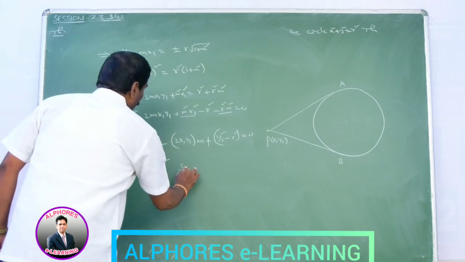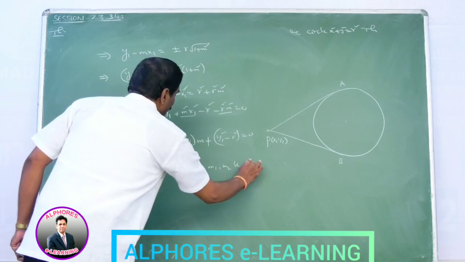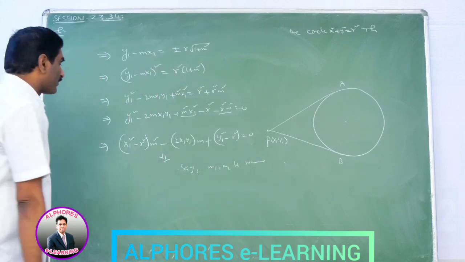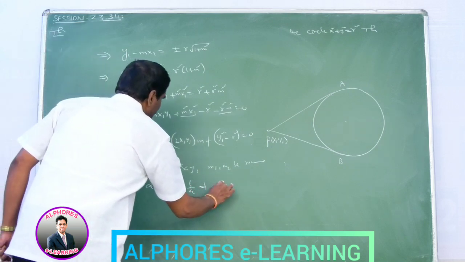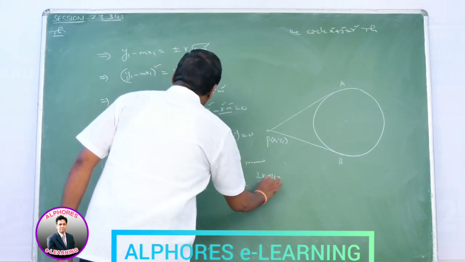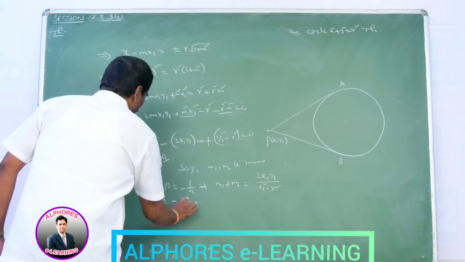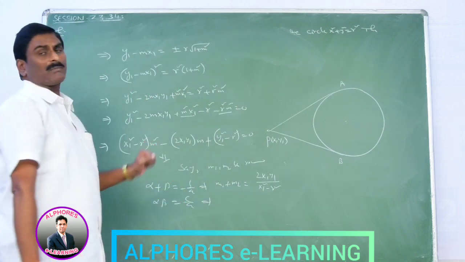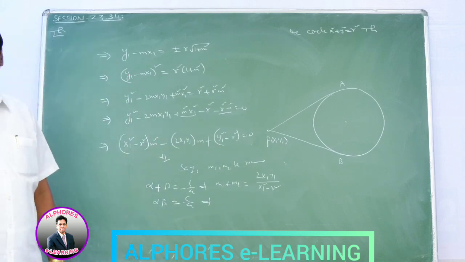Say m1, m2 are roots of this equation. Then sum of the roots alpha plus beta is equal to minus b by a. That implies m1 plus m2 is equal to minus b by a, which means 2x1y1 by x1 square minus r square. Similarly, alpha beta is equal to c by a. That means m1 m2 is equal to y1 square minus r square by x1 square minus r square.